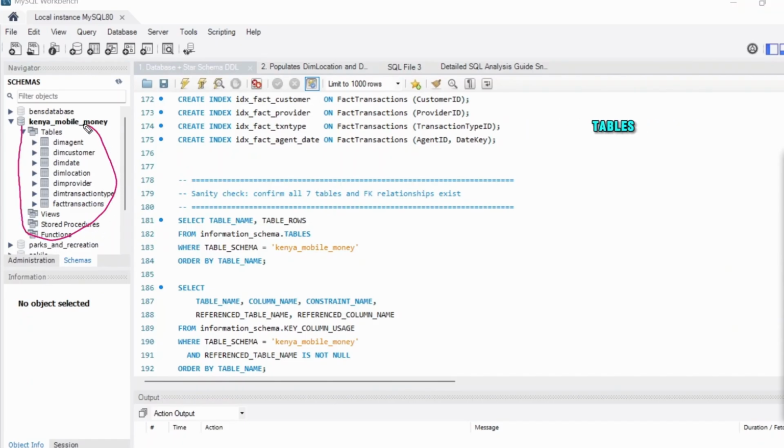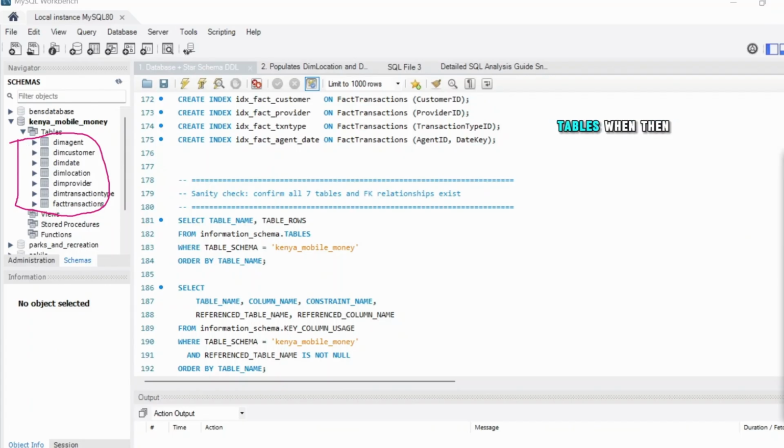That is 7 tables, 6 foreign key constraints, and a composite index on agent ID and date key in the fact table to speed up the most common query patterns. As you can see from the sidebar, I created this before, so I won't be running this one again. 7 tables confirmed. As you can see, the schema is alive.